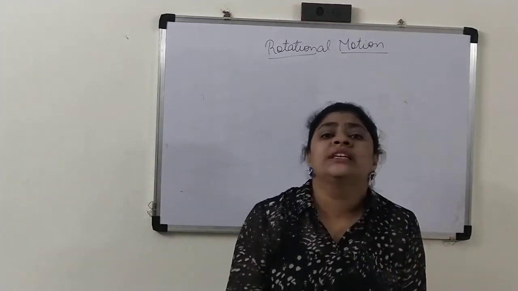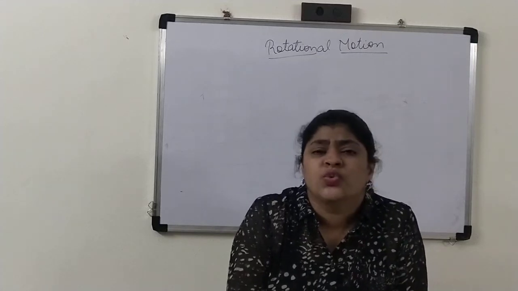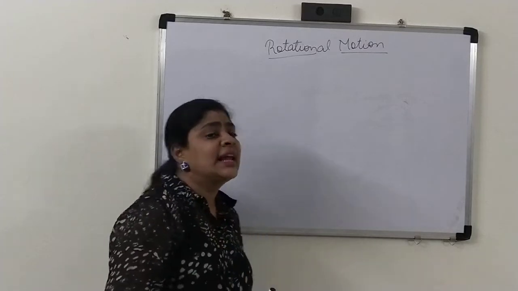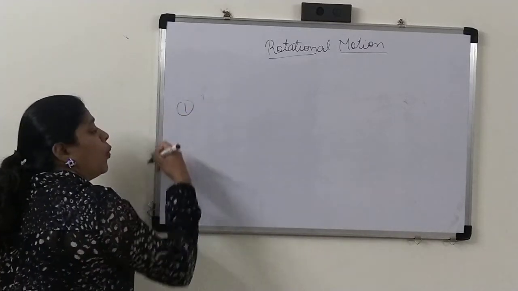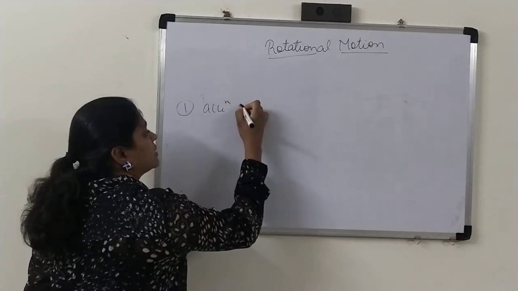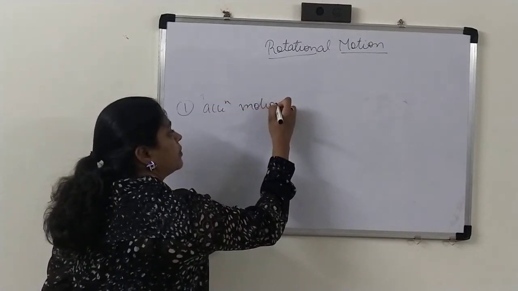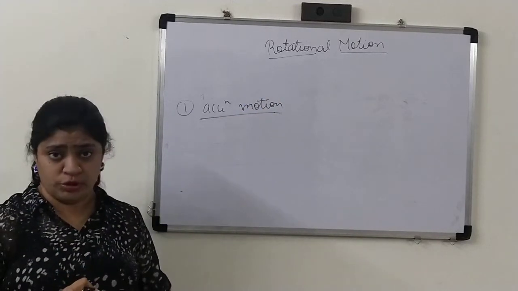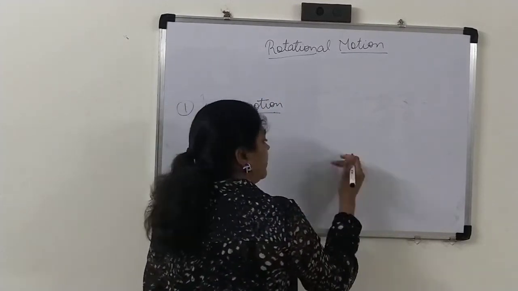So here comes circular motion. What is the basic characteristic of circular motion? It is an accelerated motion. That is the first point: it is accelerated motion. Now, why do you call it an accelerated motion? Let's see it.